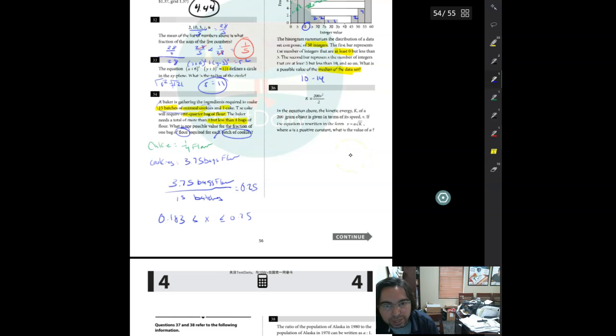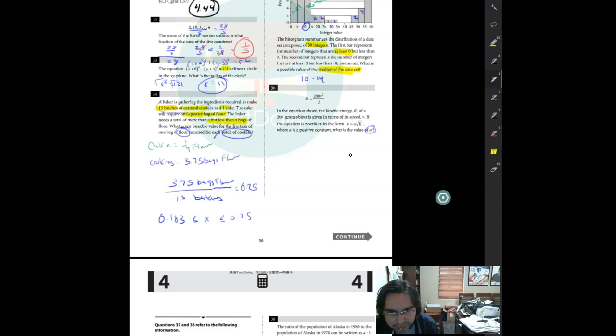So here we're just essentially plugging in values. It says in the equation above, the kinetic energy K of a 200-gram object is given in terms of speed V. If the equation is rewritten in the form V equals A times the square root of K, where A is a positive constant, what is the value of A? So we're solving for A here.